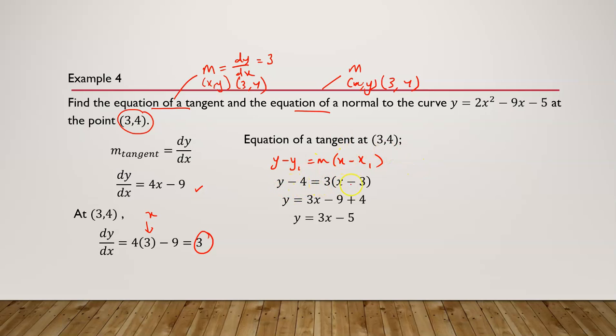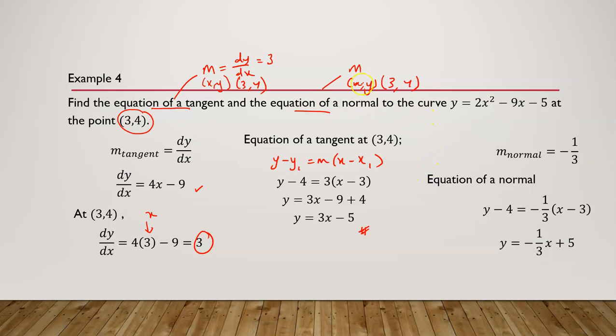y minus 4 equals 3x minus 3. So we rearrange, you get y equals 3x minus 9 plus 4, y equals 3x minus 5. This is easy, so that you get the equation. For the equation of your normal, you must find the tangent's gradient first, then the gradient of the normal.